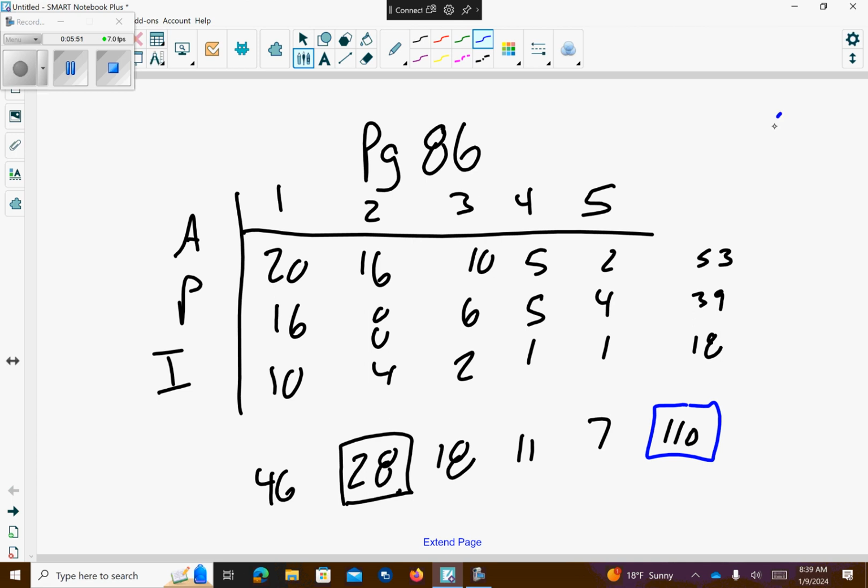Now, example 8 gets a little goofier. They want the probability that you have a Pacific hurricane, and then that it will be Category 5.